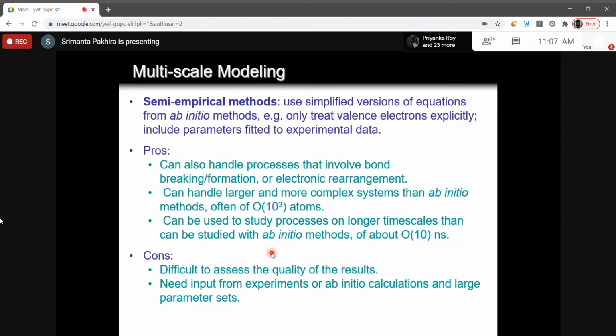And for the ab initio method, we don't need any experiment; from theory, we can calculate. So basically we need some input from experimental or ab initio calculations. It means either we have to complete the ab initio calculation and then do the dispersion, or semi-empirical. Generally, in such calculations, they first do the ab initio calculation, then they apply such semi-empirical methods.